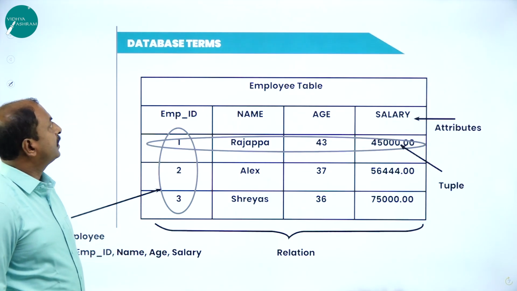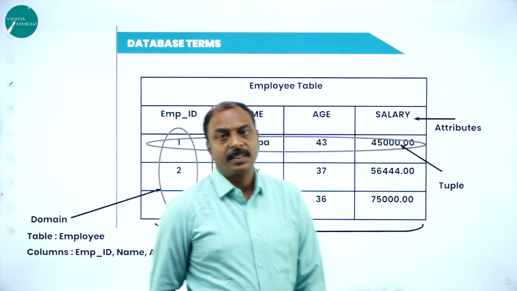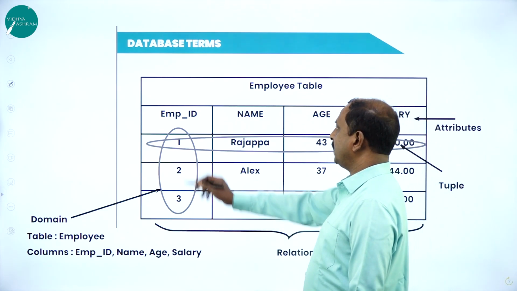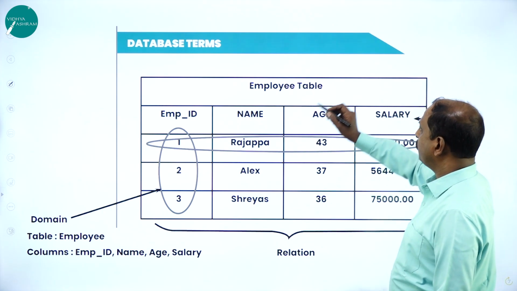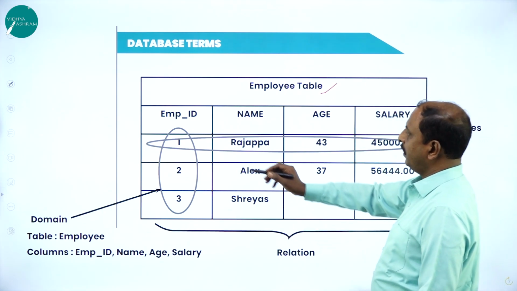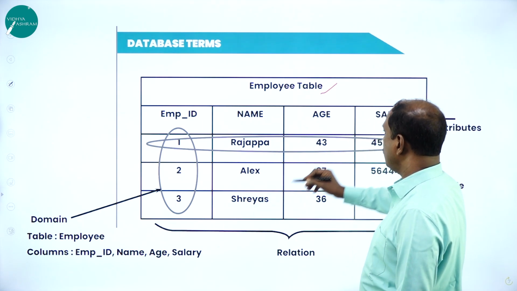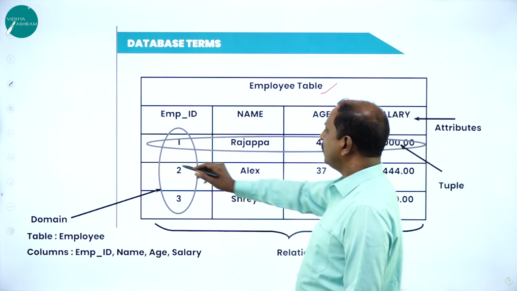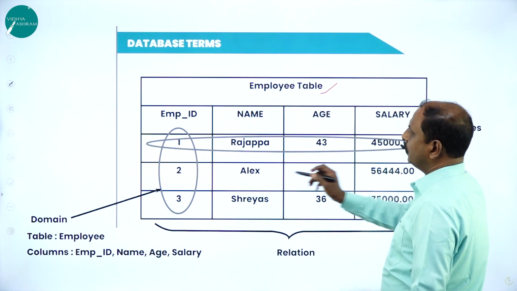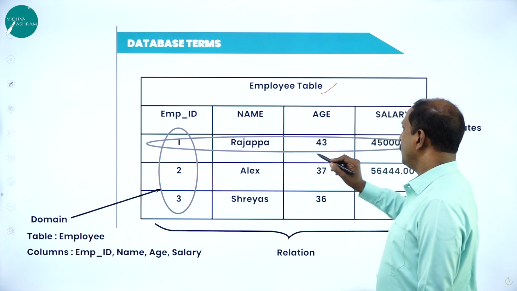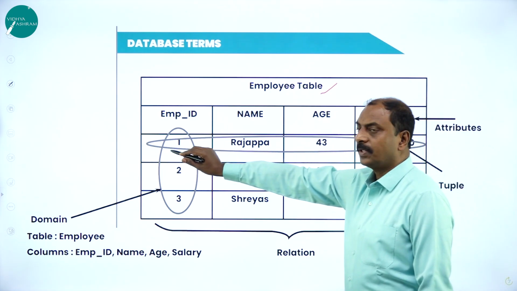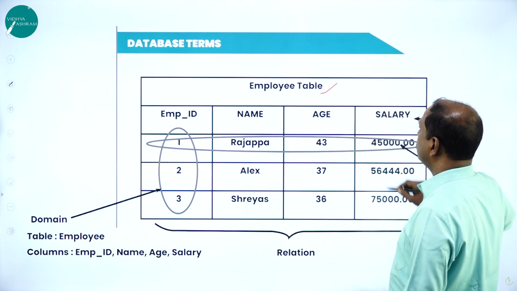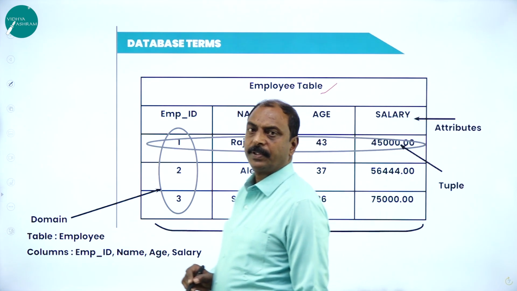Now let us see the database terms, the terms generally we use with respect to database. Now look at this, this is a table. We refer to it as an employee table, and there we have employee ID as one column, name, age, and salary. These are all different columns, and all these are stored in the form of rows. So this, one name, age, and salary, is what you call one record, second record, and third record. So these are different terms we are using with respect to database.